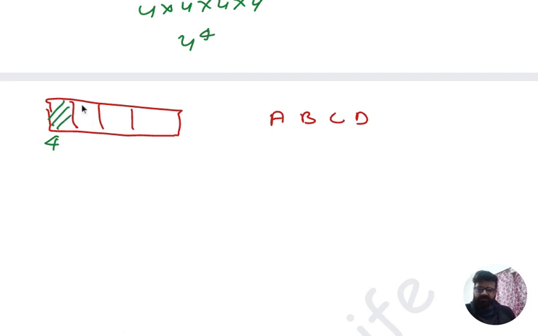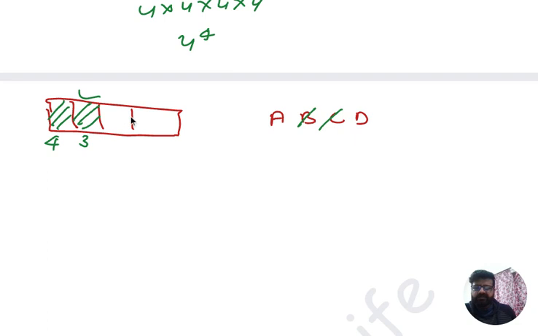Now come to this seat. You will see that suppose this seat is allotted to B, so I cut down the B. Now there are 3 students, and we can allot this seat to A, to C or to D. So there are 3 ways. Now this seat is also allotted. Suppose this seat is allotted to C, so I cut down the C.